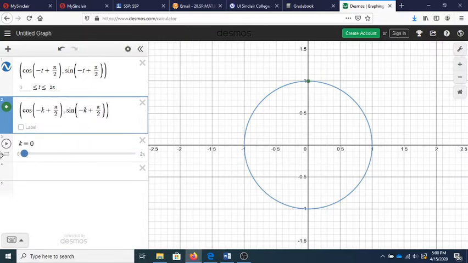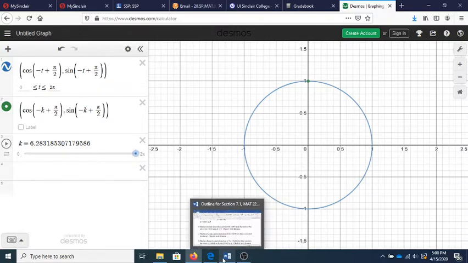Let's reset this thing. Alright, because I've still got that plus pi over 2, we're still starting up here at the top. But now watch what happens as k, which is really t, starts moving from 0 to 2 pi. Hey, we're going clockwise instead of counterclockwise. Exactly what we wanted. We reversed the orientation. So if I were drawing this on paper, which I can do, in fact, let's do that.